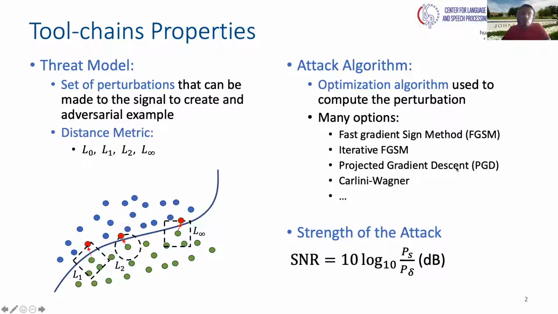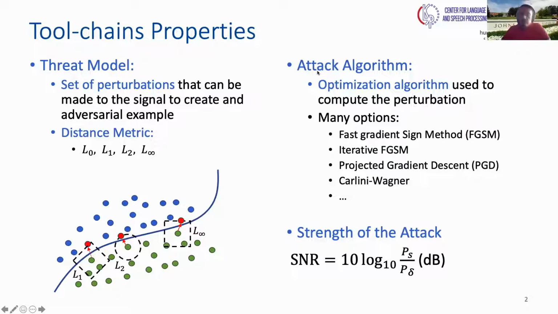In this work, we want to infer three properties of the attack tool chains. First, the threat model of the attack. The threat model is the set of allowed perturbations that we can make to a signal to create the adversarial sample. This is usually defined by a distance metric, and we consider four types of threat models: L0, L1, L2, and L-infinite threat models. Second, we want to know the attack algorithm.